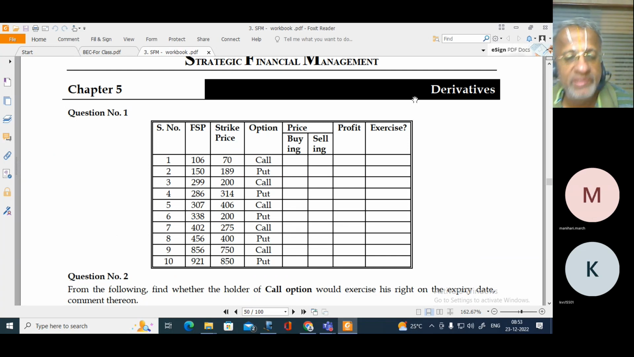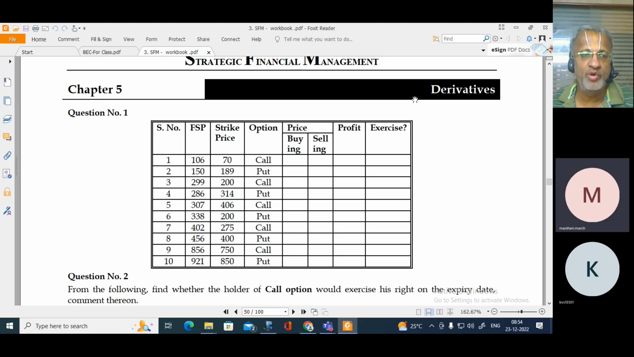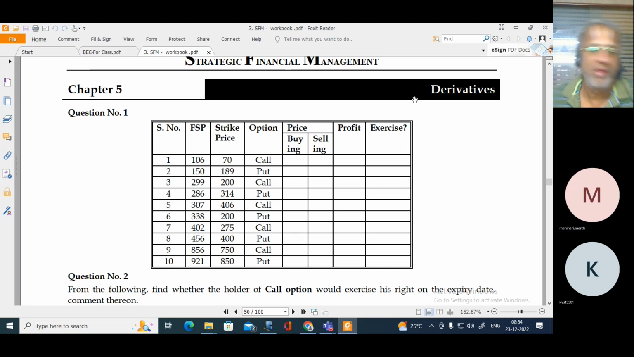70 is the buying price and 106 is the selling price, and you will get a profit and therefore you will exercise. Yes, sir. Next, 150, 189. So the moment it is the selling price.